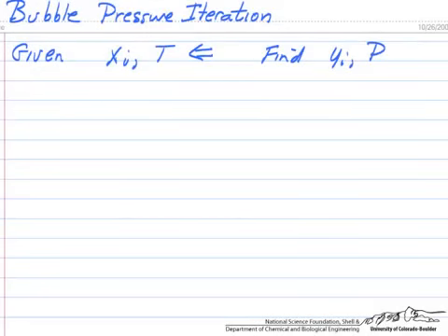Here is an explanation of how we do the iteration to calculate the bubble point pressure and the mole fractions in the vapor phase that is in equilibrium with the mole fractions that we know in the liquid phase, and we know the starting system temperature. This is, of course, for the non-ideal case where we have to do iterations to solve.